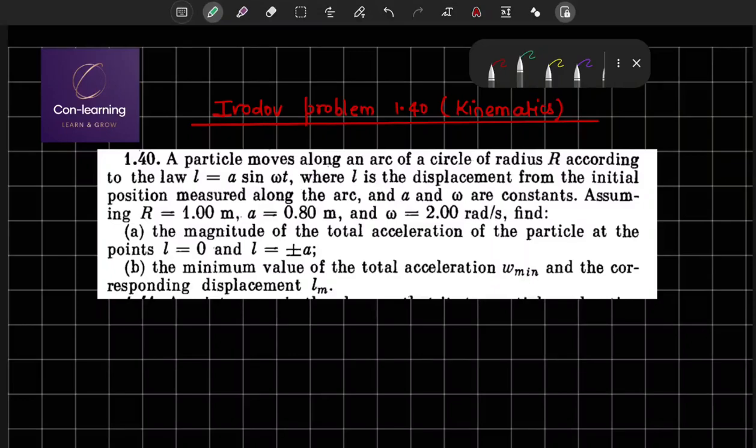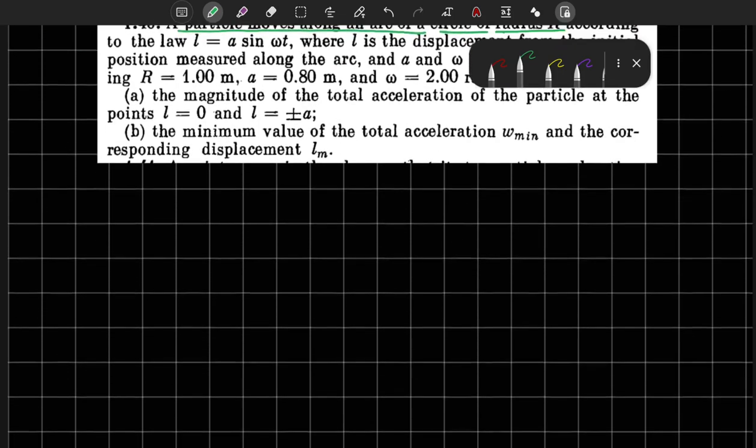Hello everyone. In this video, we are going to solve problem number 1.40 from Irodov, which is related to kinematics. Let us first read out the problem and then we will solve it step by step. A particle moves along an arc of a circle of radius r.